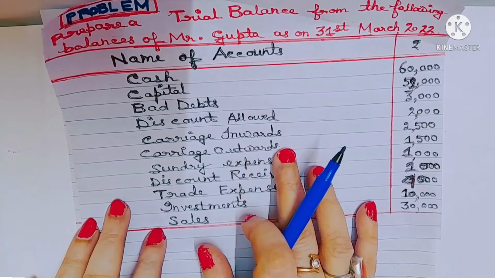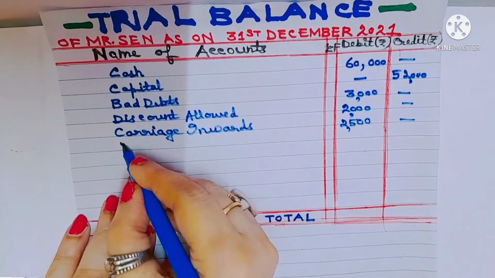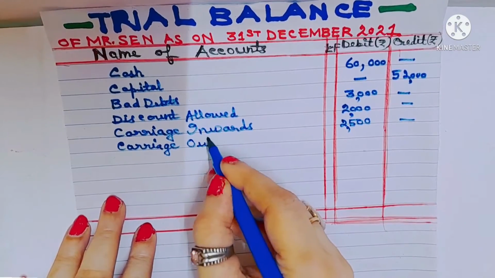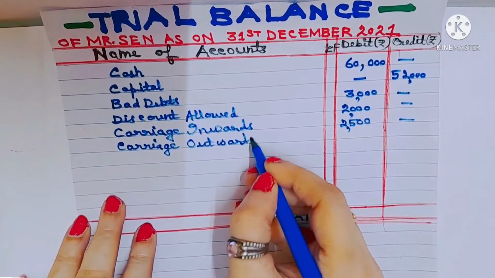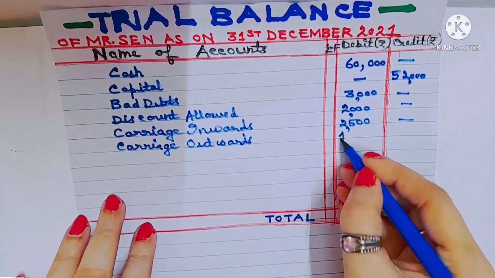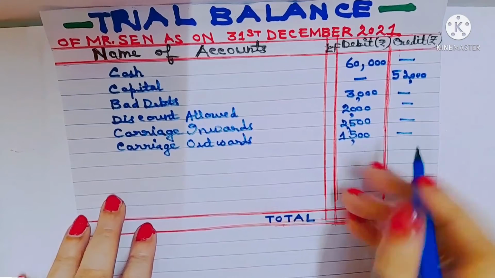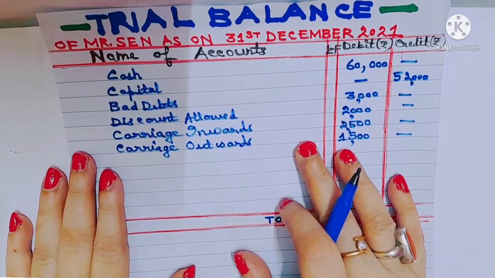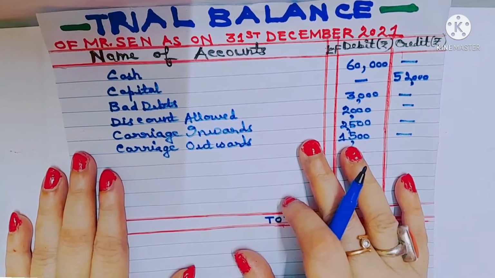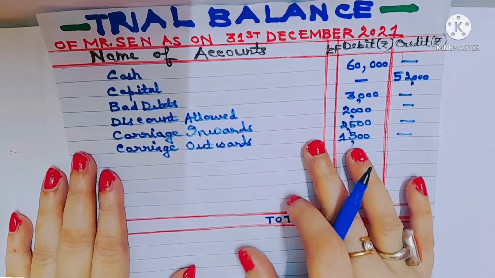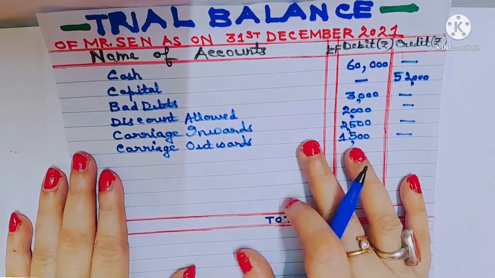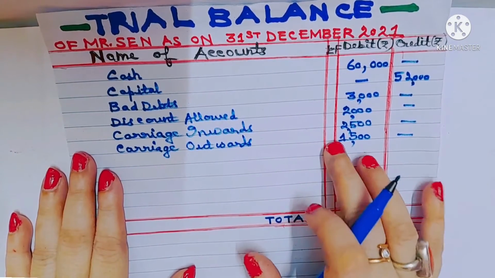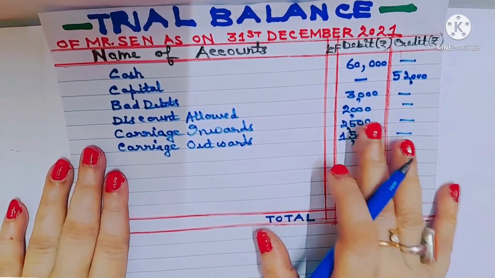Carriage outwards 1,500. Let's write carriage outwards. Carriage outwards 1,500, debit balance. Why is carriage outwards a debit balance? Because carriage outwards is a transportation cost. It is paid on goods sold. Carriage outwards also falls under nominal account. According to nominal account, all losses and expenses are debited. So carriage outwards will be debited. Understood? Let's see the next account.